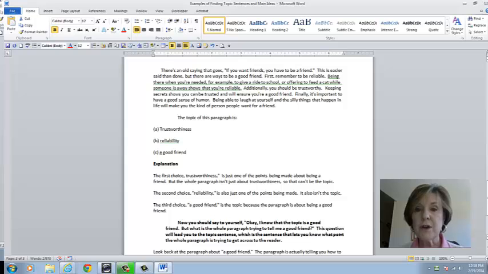First, to be a good friend, be reliable. Remember, any way that you can come up with a mnemonic device to remember these words will help you when identifying major and minor details. Additionally, you should be trustworthy. Finally, it's important to have a good sense of humor. Being able to laugh at yourself and the silly things that happen in life will make you the kind of person people want for a friend.